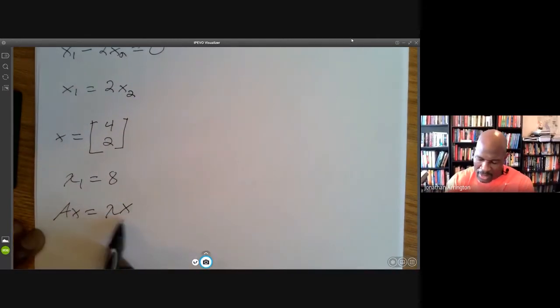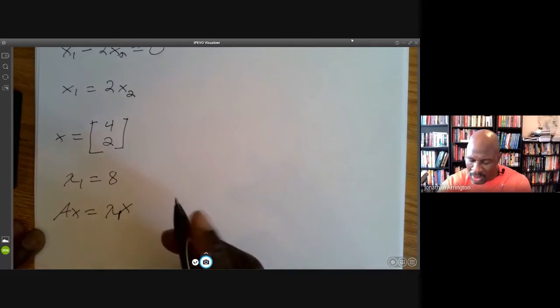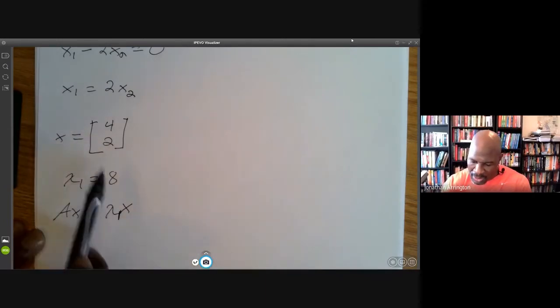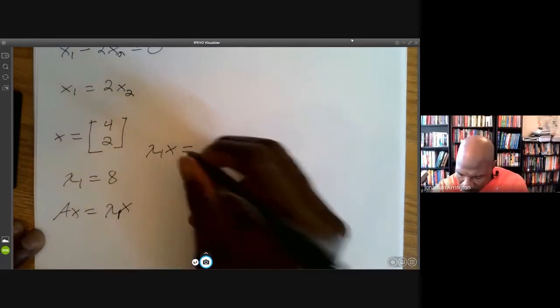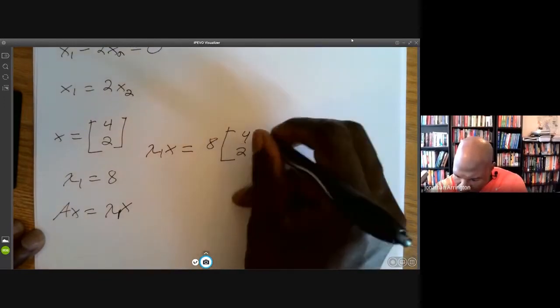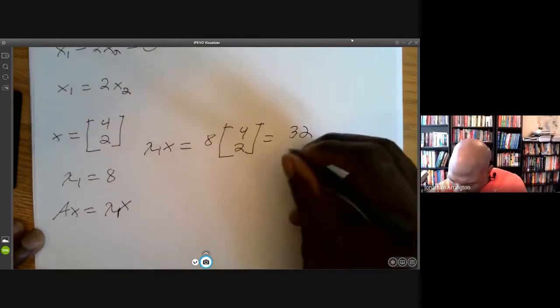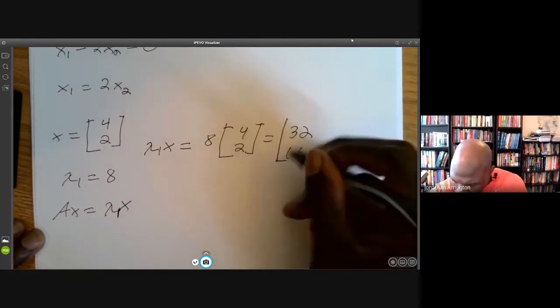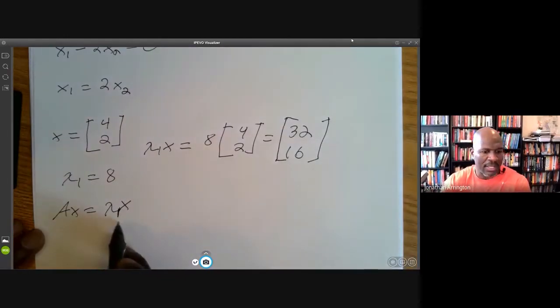Now, this side of the identity is very easy to understand. In this case, we're talking about lambda 1 in particular. So we know that lambda 1 times x is going to be 32, 16. It's quite easy to see. Lambda 1 times x is 8 times x. That's 8 times 4, 2. And 8 times 4 is 32, and 8 times 2 is 16. So that's what we get from this side of the identity.